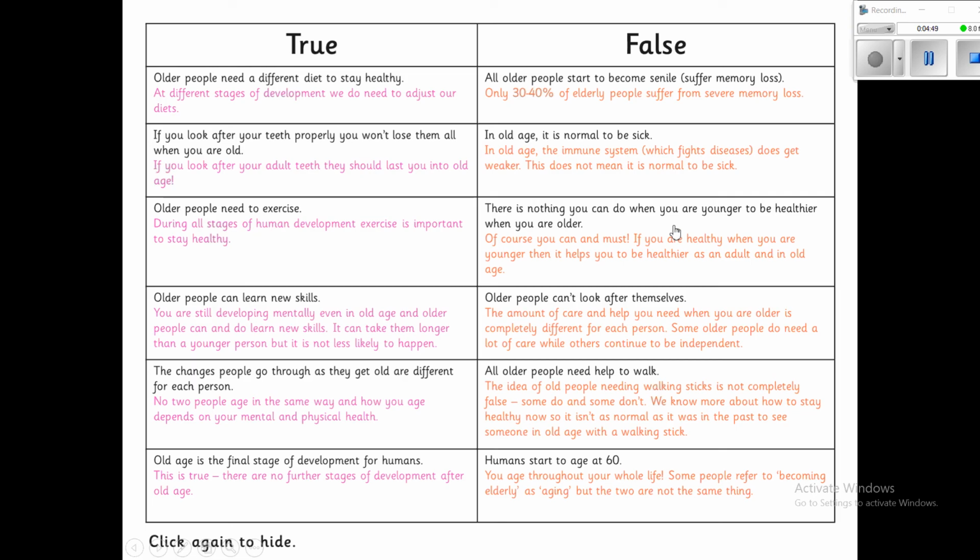Older people can't look after themselves. Okay, that's not true. They can completely look after themselves. There are some cases where people, okay, if they become senile, so they lose their memory, they might need extra support from other people to look after them. But it's not true that every old person can't look after themselves.